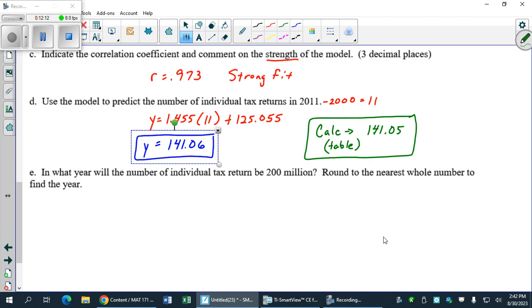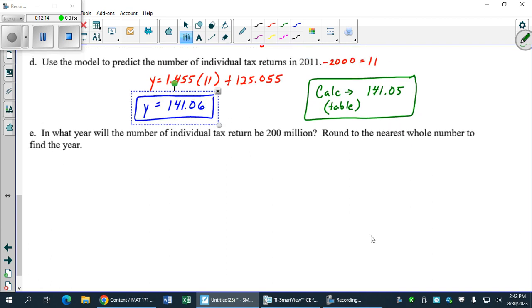Okay. And then lastly here in part E, it wants us to use our regression equation to determine in what year the number of tax returns will be at 200 million. So here's our equation, y equals 1.455x plus 125.055. Remember, the number of tax returns was being measured on the y-axis, so I'm going to put 200 in here for y.